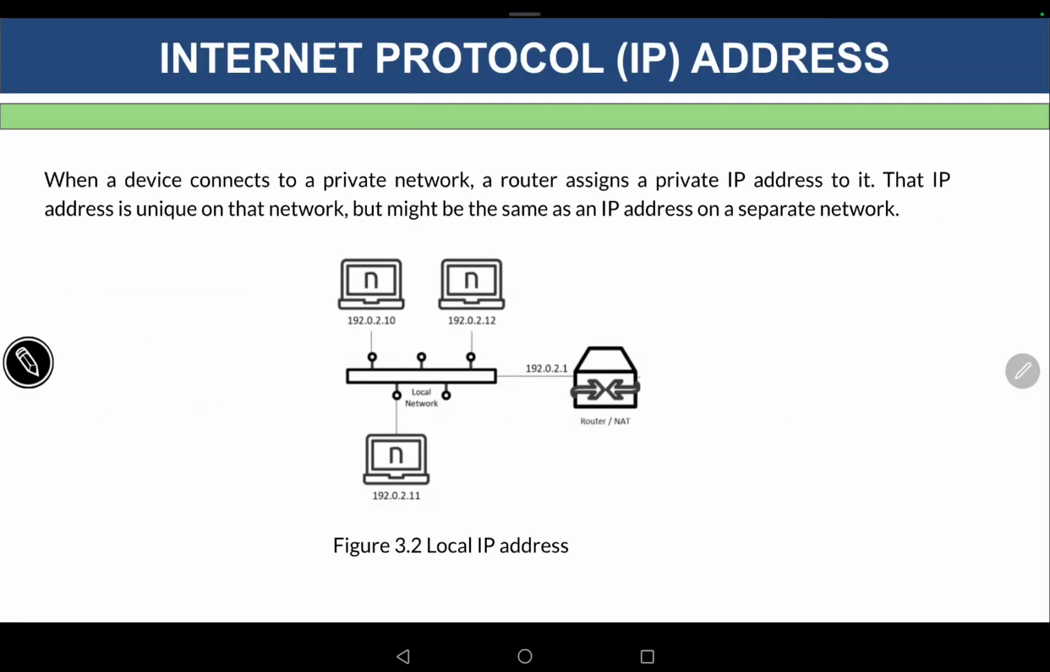Now, let's look at IP addresses. So, Internet protocol. When a device connects to a private network, a router will assign a private IP address to it. This IP address is unique on that network, but it might be the same as an IP address on a separate network. So an IP address is an address that is used to identify a device globally.